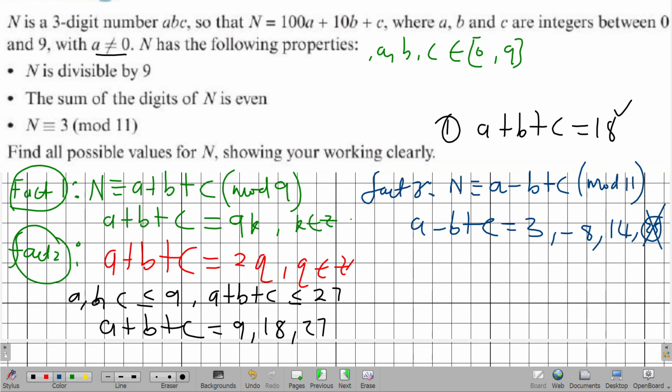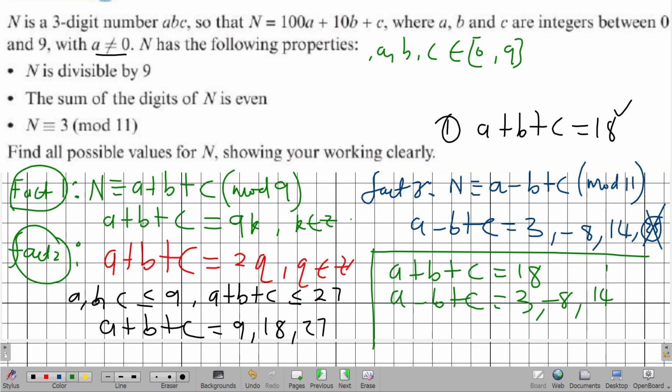So we now have two equations here. Let me just write them in this box. We now have two equations, which are a plus b plus c is equal to 18, and a minus b plus c is equal to either 3, minus 8, or 14. These two equations.